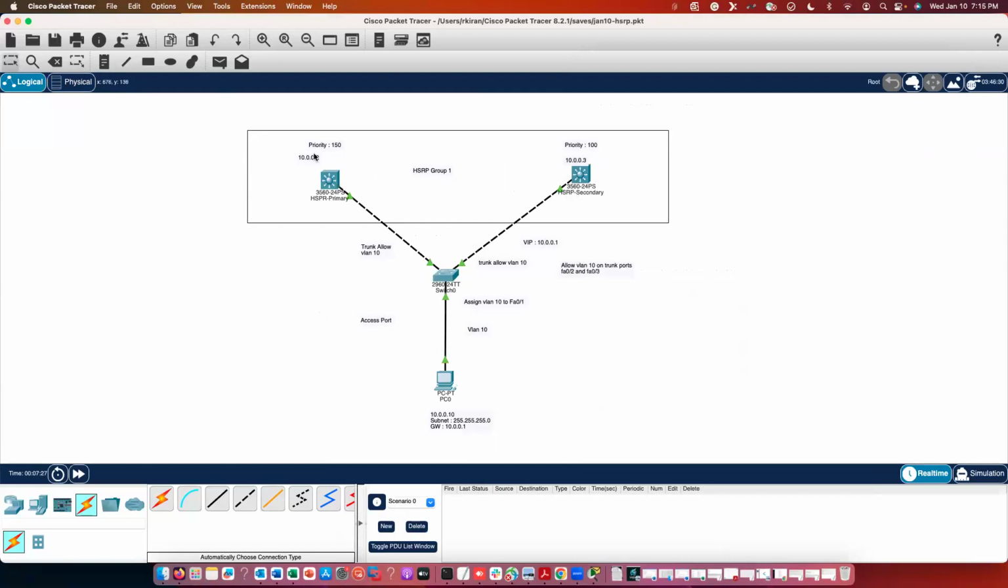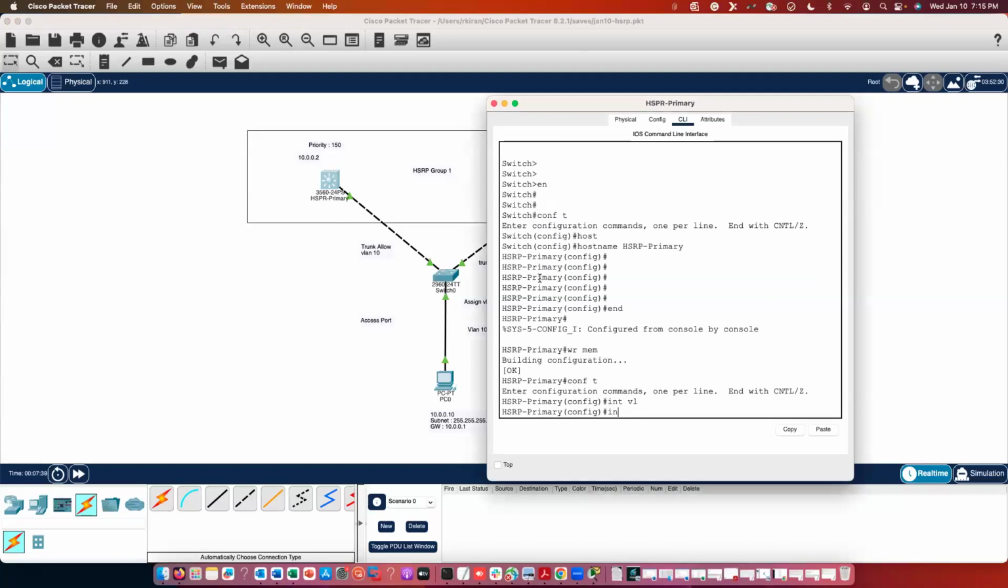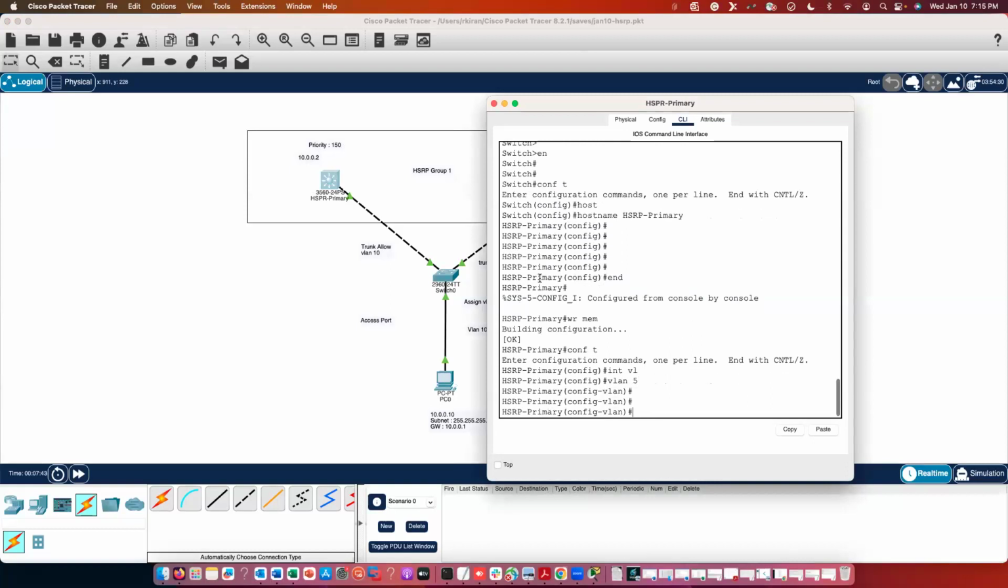Okay, so now let's go here and create the layer 3 interface, and we define the IP address of the layer 3 interface on this one. So I'm going to go here, interface. Before we create the layer 3 interface, let's create the layer 2. Okay, VLAN 5 name HSRP VLAN.